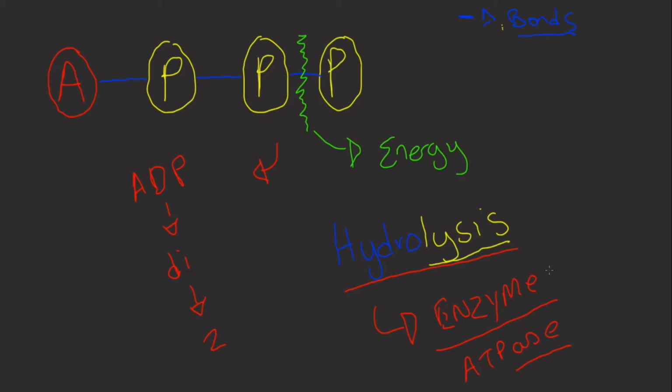Now a tip with enzymes is that often, but not always, enzymes end in ase. So that's a little tip you can remember. If it ends in ase, usually it's an enzyme. So ATPase catalyzes the hydrolysis reaction that occurs between the phosphates acting upon the high energy bonds, whereby we hydrolyze this and we end up with energy. That's brilliant. That's fantastic.